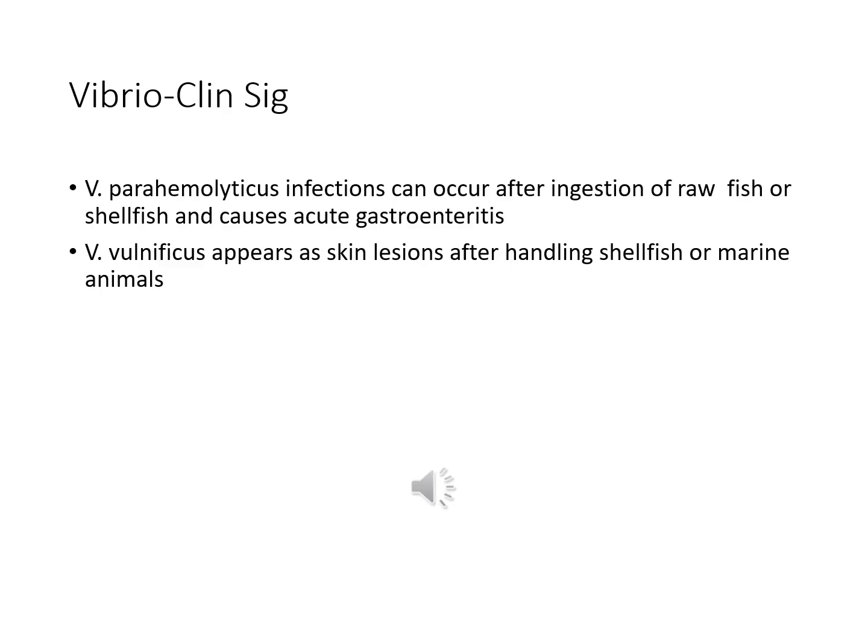Vibrio parahaemolyticus infections occur after ingestion of raw fish or shellfish and cause acute gastroenteritis. Vibrio vulnificus appears as a skin lesion after handling shellfish or marine animals, so knowing that patient history is going to be important. And typically, you'll need a special order from the physician so we can actually recover this type of organism.